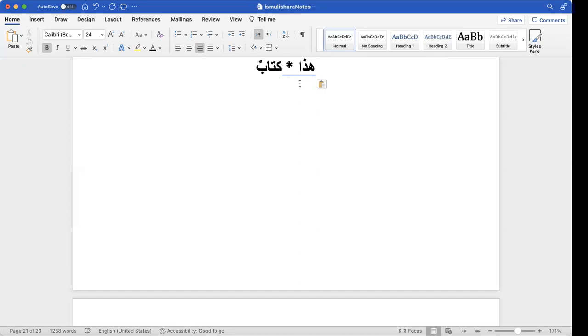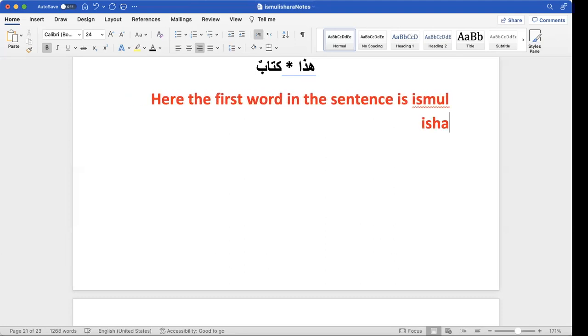So here, the first word in the sentence is Mubtada, ismul ishara. Okay, and that means it is a Jumla Ismiya, first of all. First of all, Jumla Ismiya. Now, you understood Jumla Ismiya.